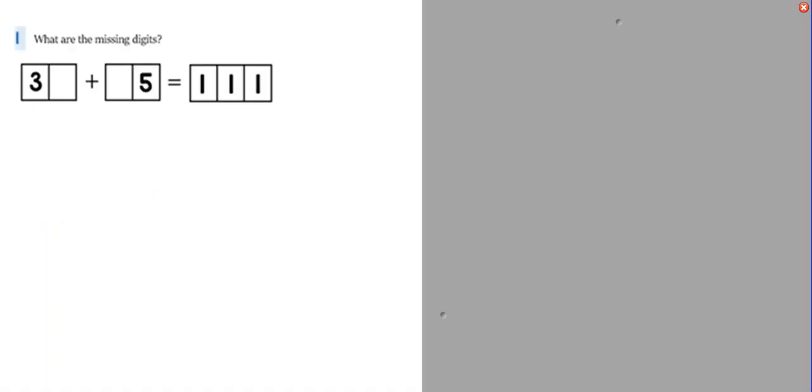Let's move on. Okay, what are the missing digits here? You've got 30 something, add something 5 equals 111. If I was you, I would first of all put this into my column addition, like this, as it will be easier to calculate. First of all, you need to find something that adds to 5 to create 1. But remember, it might not just be 1, it might be a number ending in 1. Pause the video now and have a go at this.